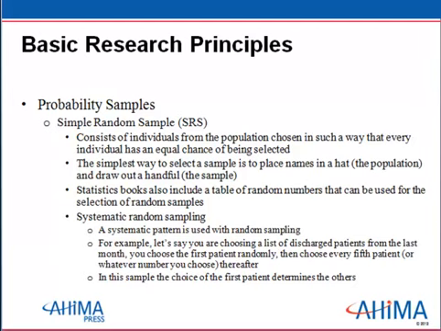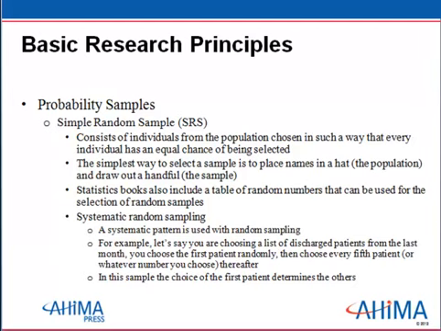This sampling technique involves choosing individuals from the population in such a way that every individual has an equal chance of being selected. The simplest way to select a sample is to place names in a hat and draw out the sample. Statistics books also include a table of random numbers that can be used for random samples.